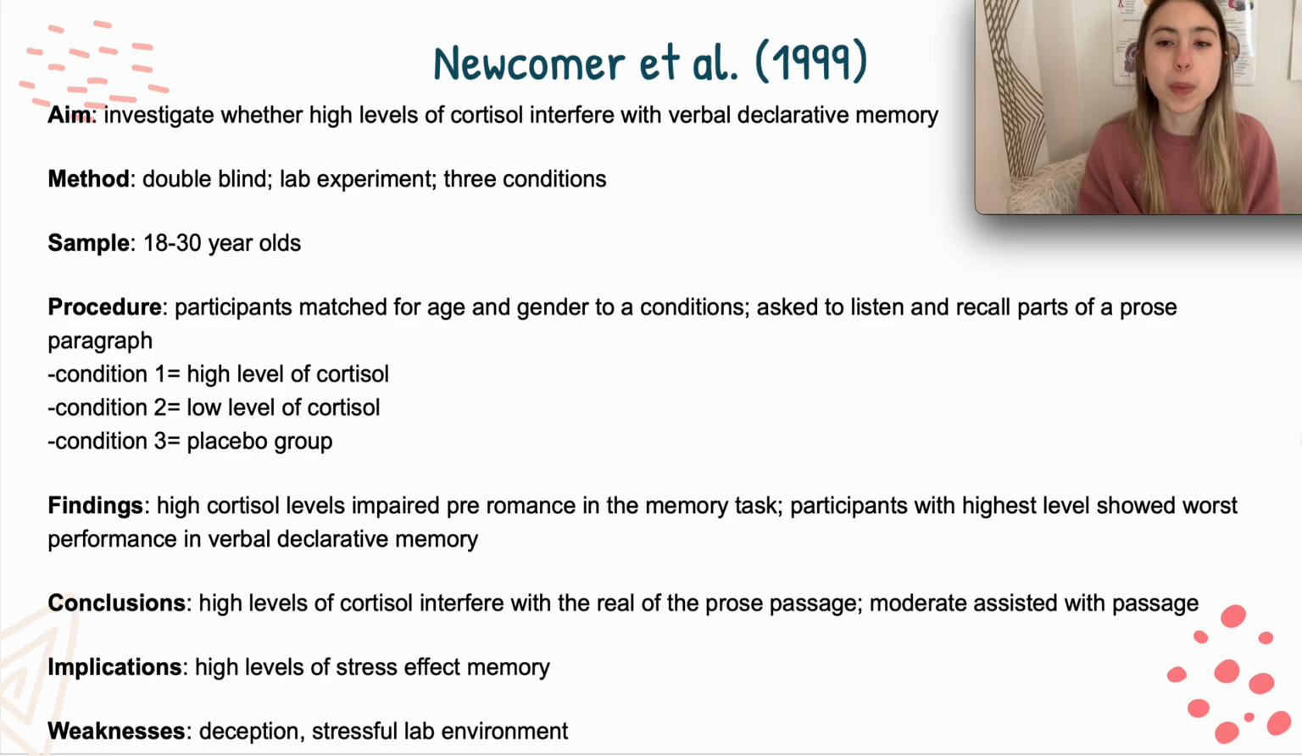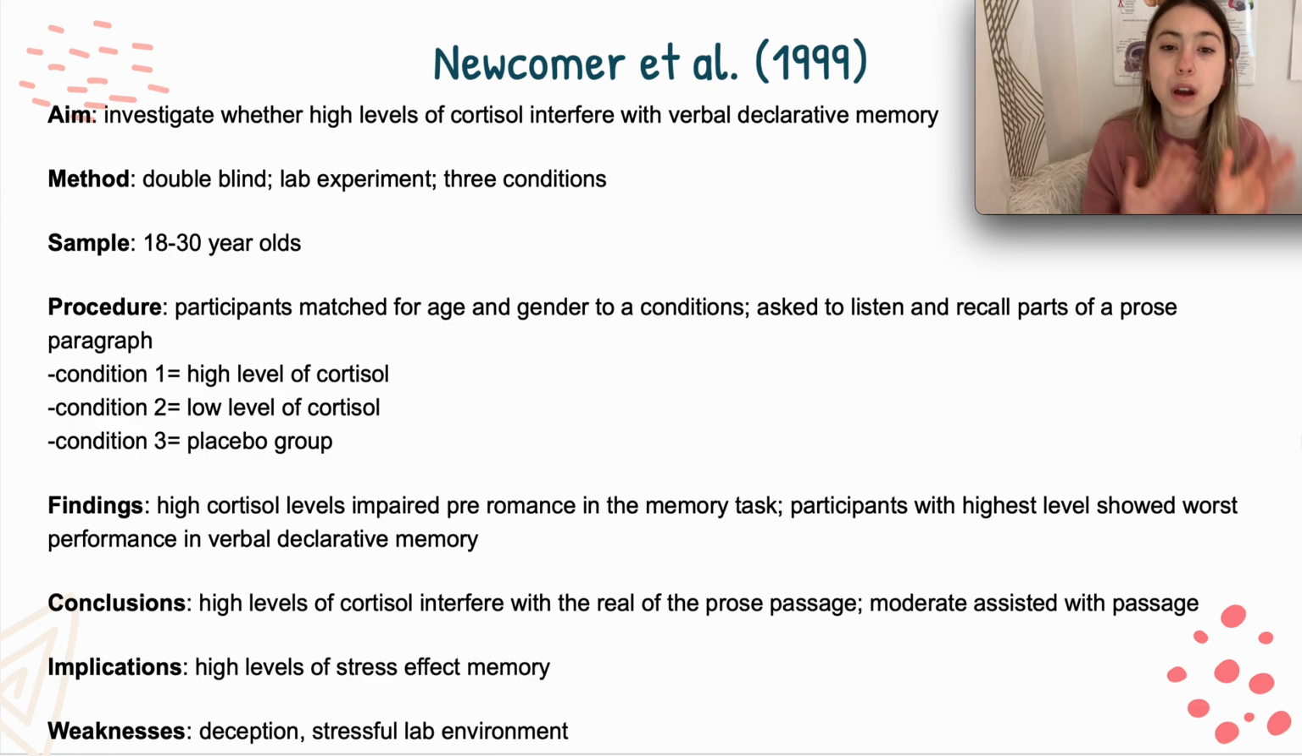Okay, so Newcomer et al. This one is slightly more complicated because there's a little bit more going on, but it's still one of the ones that I think is the best. So the aim of this study was to investigate whether high levels of cortisol interfere with verbal declarative memory. Now, cortisol is basically your stress hormone. So if you have high levels of cortisol, you're going to be a lot more stressed. Simplest way to put it.